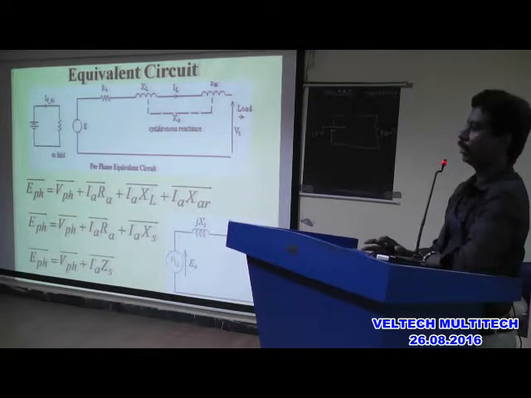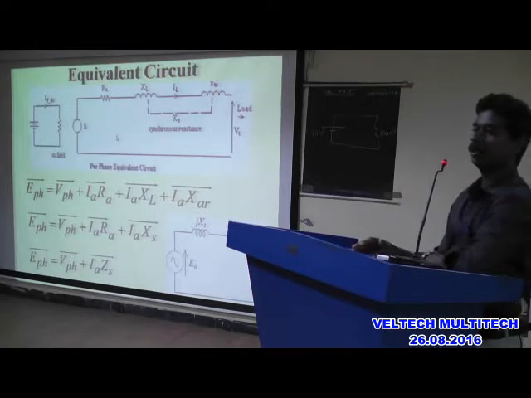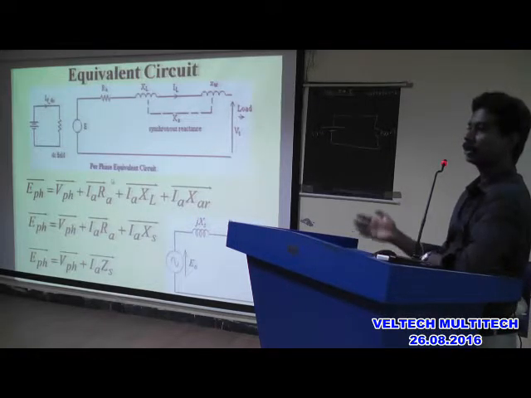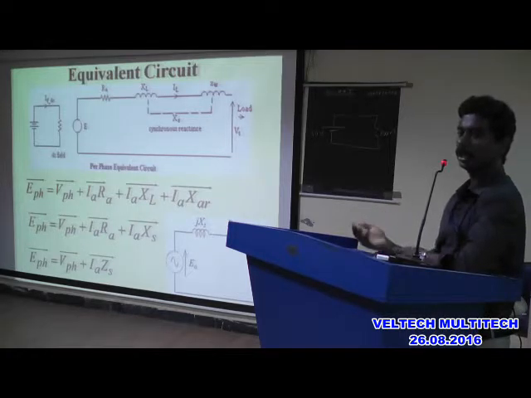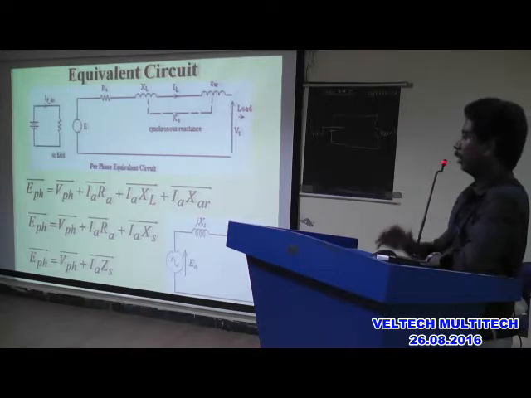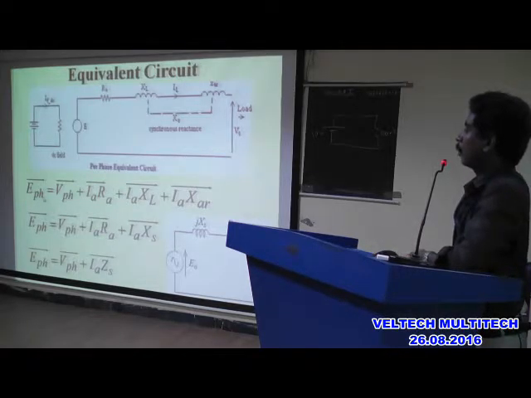Now you can apply Kirchhoff's voltage law, the second law. In any closed path, the sum of the potential rises equals the sum of the potential drops. So here the E phase is the potential rise. These are the drops: IARA plus IAXL plus IAXAR plus V phase. So all are vector addition, not scalar addition. Scalar addition means directly you can add, as in a DC generator. But in an AC generator, all are at some different angle, so you have to use vector addition. That is, E phase vector equals V phase vector plus IARA plus IAXL plus IAXAR.